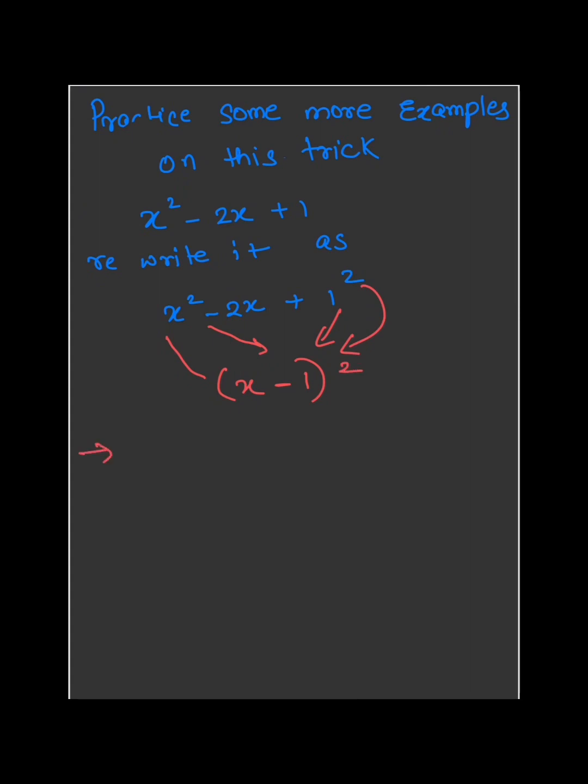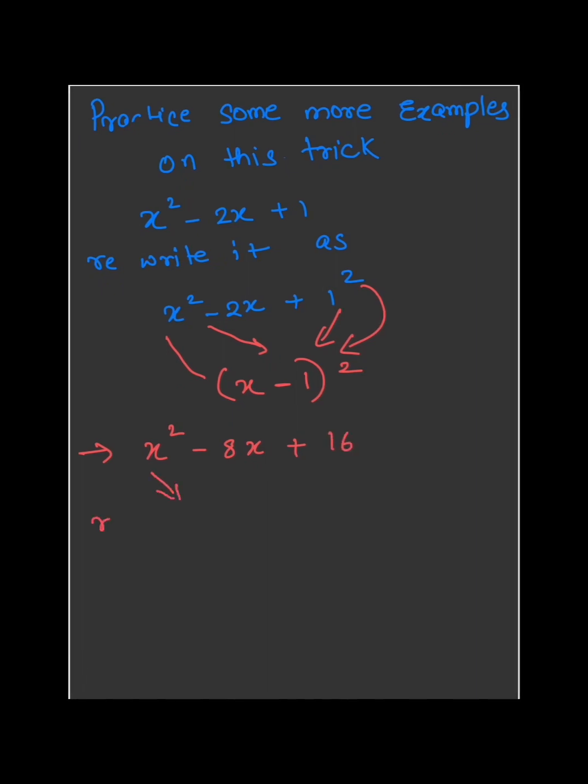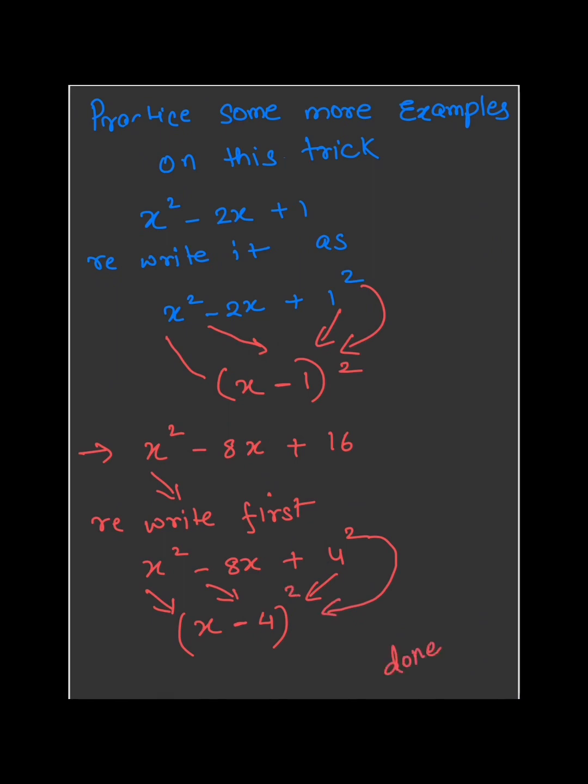Let's do another example. x squared minus 8x plus 16. Let's rewrite this expression as x squared minus 8x plus 4 squared. And we'll use our trick: choose x, the sign of the middle term, the last term that was supposed to be squared, close the parentheses and put a square on the top. I hope this trick was useful.